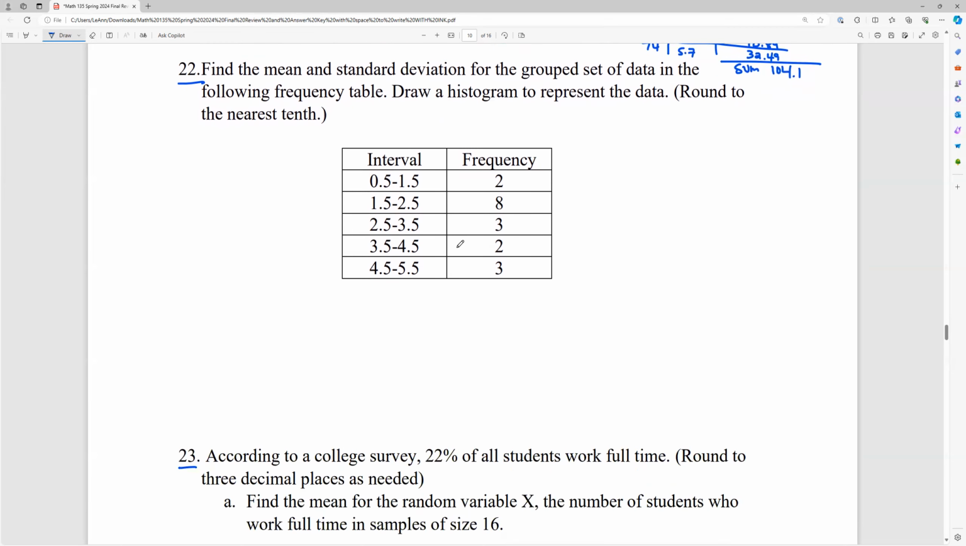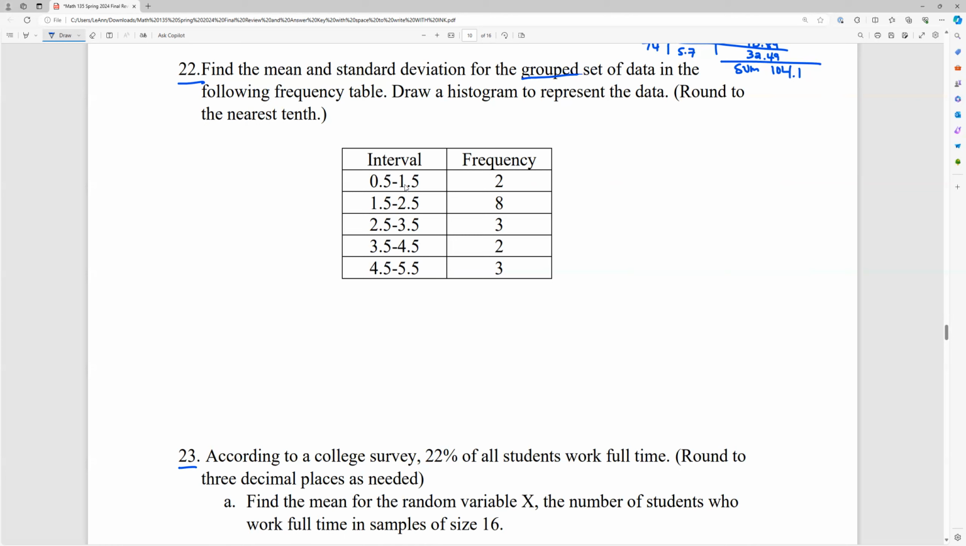Okay, so let's talk about how to do number 22. This is what we call a grouped set of data. We don't know what values we actually have here. We just know we have 2 values in our list. This is an unknown list, essentially, that the values we have are between 0.5 and 1.5. So that could be 2 ones. It could be a 0.75 and a 1.25. We don't know, okay? But we have 2 values in that group, 8 values in this group, 3 in this one, 2 in this one, and 3 in this one.